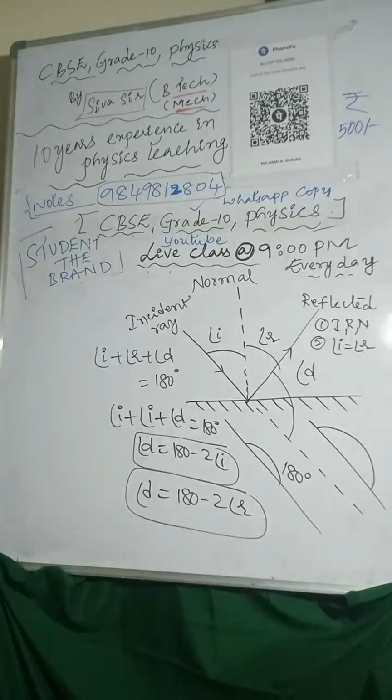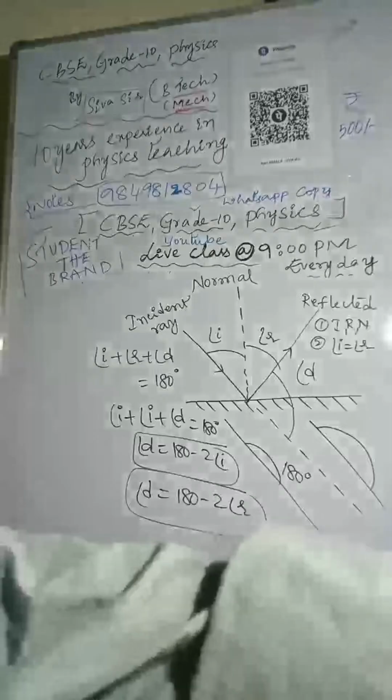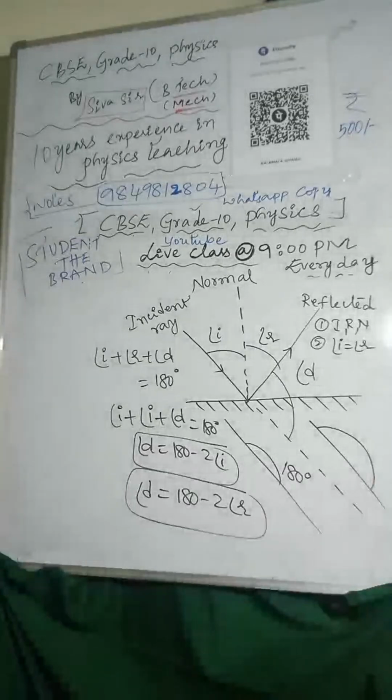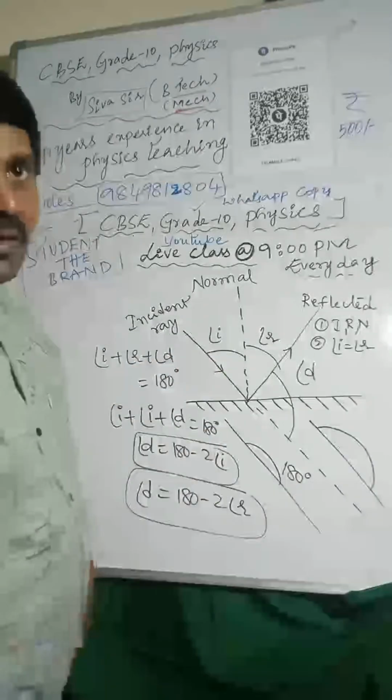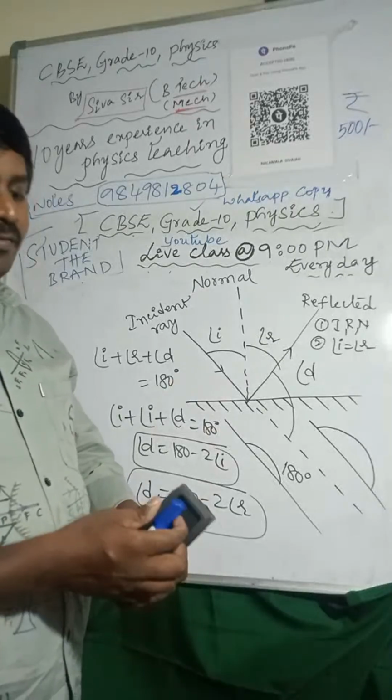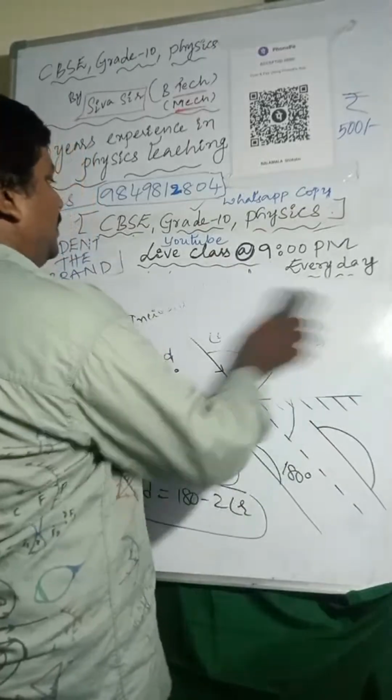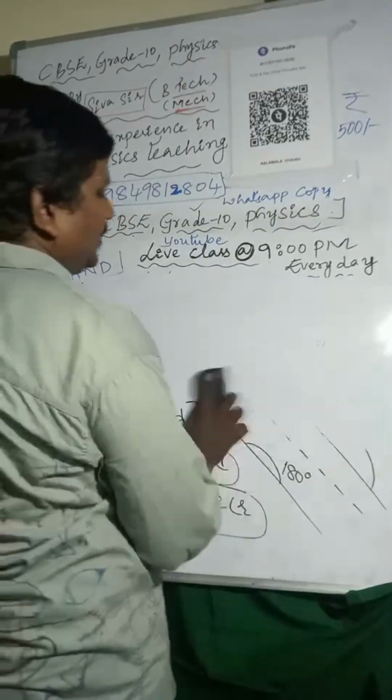A plane mirror. I am taking the plane mirror. You can observe on the screen. This is about reflection of light. I'll explain once again from the starting onwards, so observe carefully.